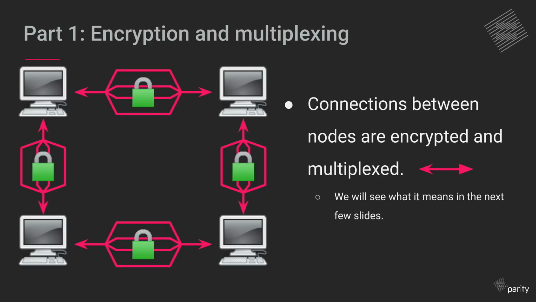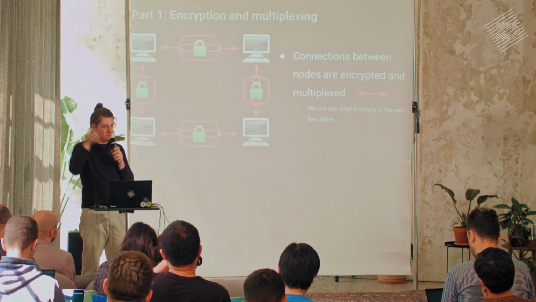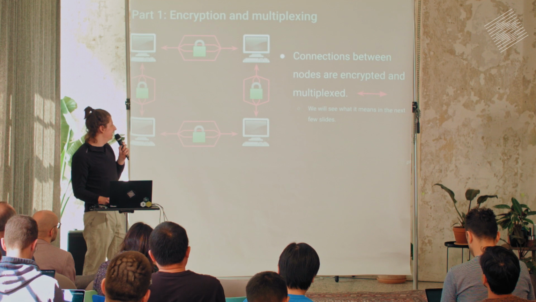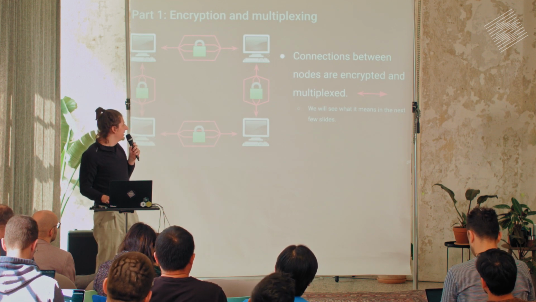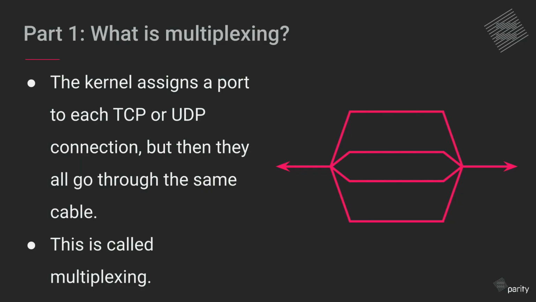Connections between nodes are also encrypted and multiplexed. So you don't have raw streams of bytes. It's all encrypted. You cannot know what's being communicated between two nodes. And I'm going to go into more details for what multiplexing is. In your Linux machine, your kernel assigns a port for each TCP or UDP connection, but all the traffic goes through a single cable, and that's called multiplexing. The kernel automatically divides the traffic depending on the port for you.